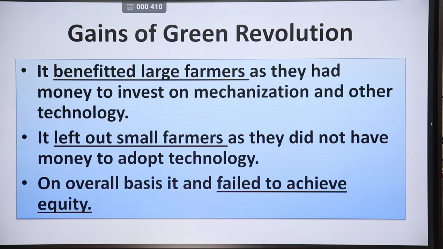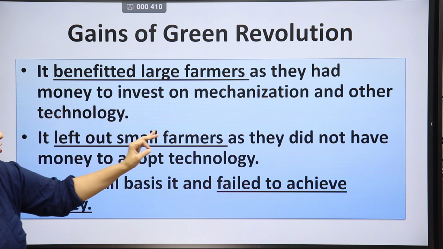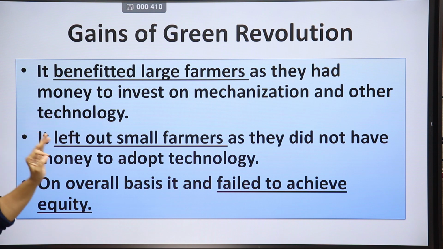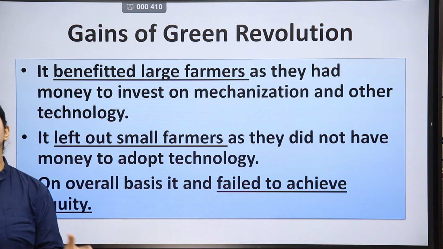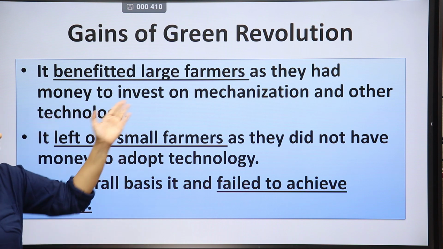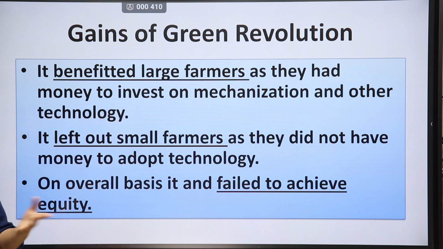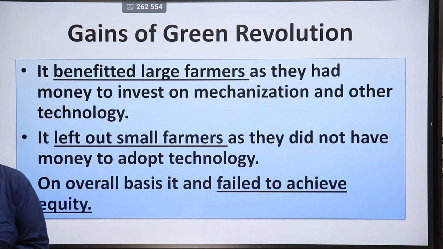Gains of the green revolution. It benefited large farmers as they had money to invest in mechanization and other technology. It left out small farmers as they did not have money to adopt technology. See, when the government provides subsidies, only a very small fraction of people can avail them and others are left out. It happened so in the case of the green revolution also. Why? Because not everyone knows that the government is providing subsidies, and some people may think that if I take up a loan, I'll have to repay it.